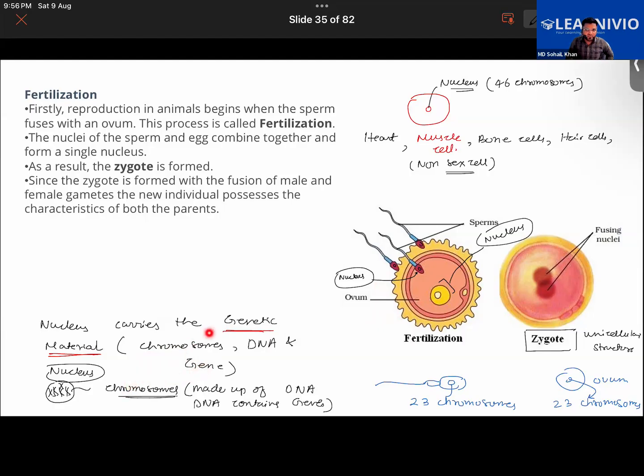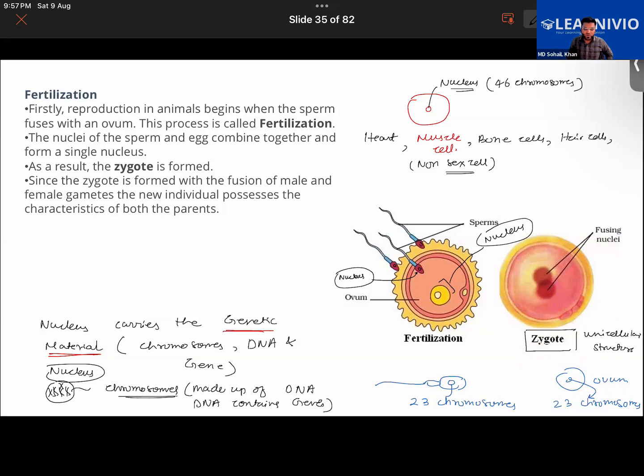Then in the non-sex cells, like the muscle cells, bone cells, lung cells, any cell other than the gamete cells, they have 46 chromosomes in them. Getting it? But the gamete cells have half the number of chromosomes. So sperm contains 23 chromosomes from the male parent, and ovum contains 23 chromosomes from the female parent. When these two cells fuse together, the zygote is formed, and the zygote will have an equal share of the chromosomes from both the parents. Hence, the children will have both.